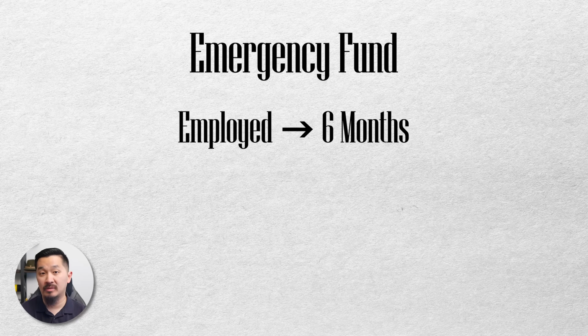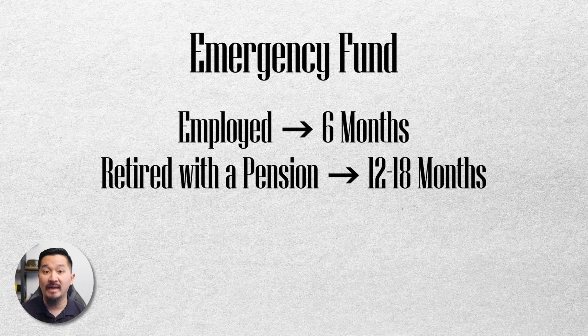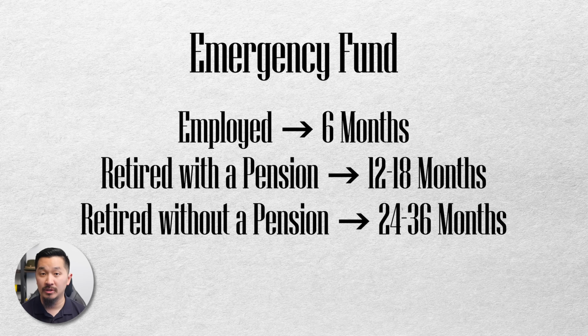Now, I have a specific rule of thumb for how much cash you should have. And if you're retiring with a pension, you should have at least 12 to 18 months of expenses tucked away in cash. If you're retiring without a pension, you need to be more conservative. So I would suggest having 24 to 36 months of expenses sitting in a safe spot.